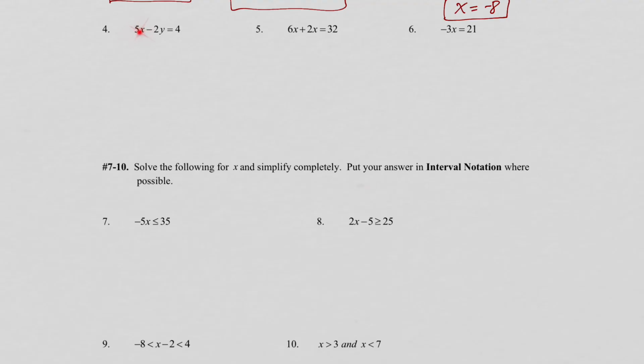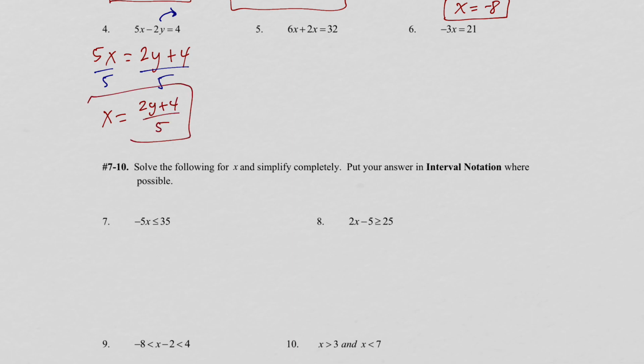Okay, here's the term with the x. I want to isolate that by moving this to the other side. And remember, if you move a term to the other side, it simply switches signs. So that's a positive 2y over here. That's still a positive 4. And then we're going to solve for x by dividing each side by 5. So x is equal to 2y plus 4 over 5.